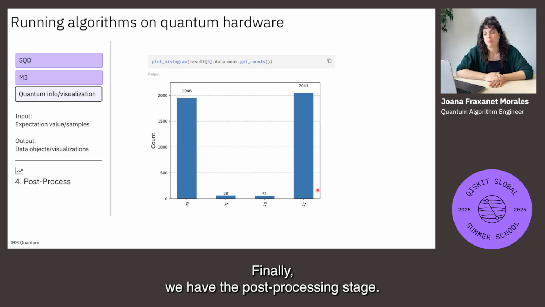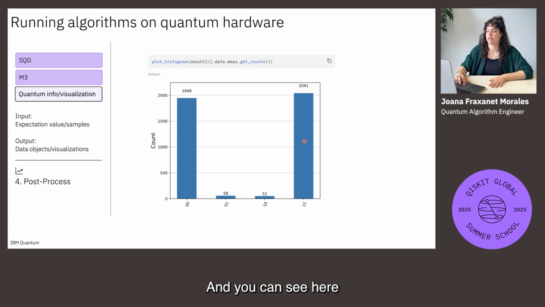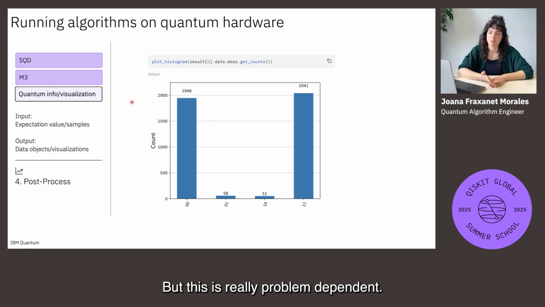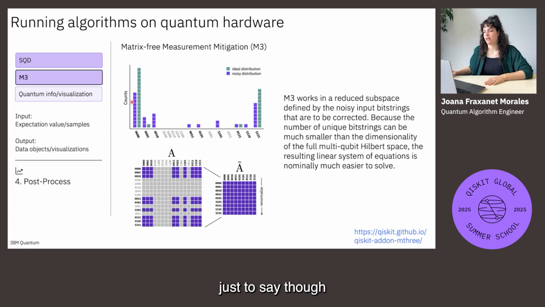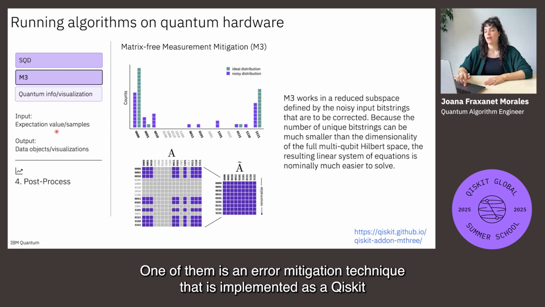Finally, we have the post-processing stage. This would be, in some cases, just visualizing the results of the circuit, and you can see here a histogram. In some other cases, it can be something more involved, but this is really problem dependent, so I'm not going to go into detail. Just to say, though, that here we also have some Qiskit add-ons that can help us. One of them is an error mitigation technique that is implemented as a Qiskit add-on.